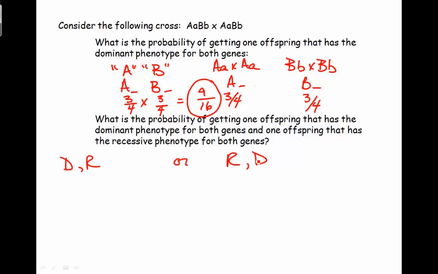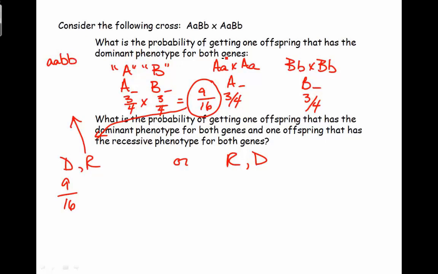Well, if we figure out the probability of the first one, well, that's what we already figured out up here. So the probability of having an offspring that's going to be dominant for both is 9/16. Now we need to know what's the probability that an offspring would be recessive for both. Well, for an offspring, if we just draw it up here, to be recessive for both, it's going to have this combination. That's the only way that we're going to be recessive for A is to have the 2 lowercase a's, and the only way we're going to be recessive for B is to have the 2 lowercase b's.